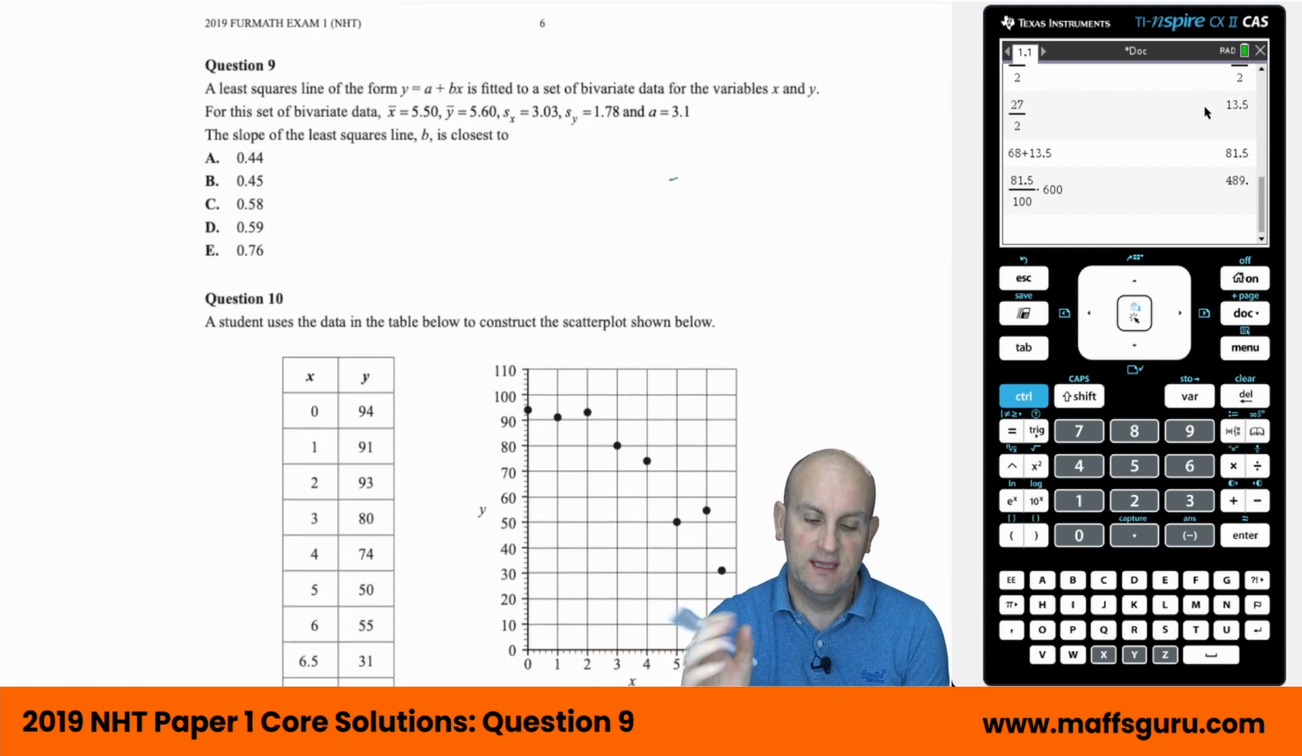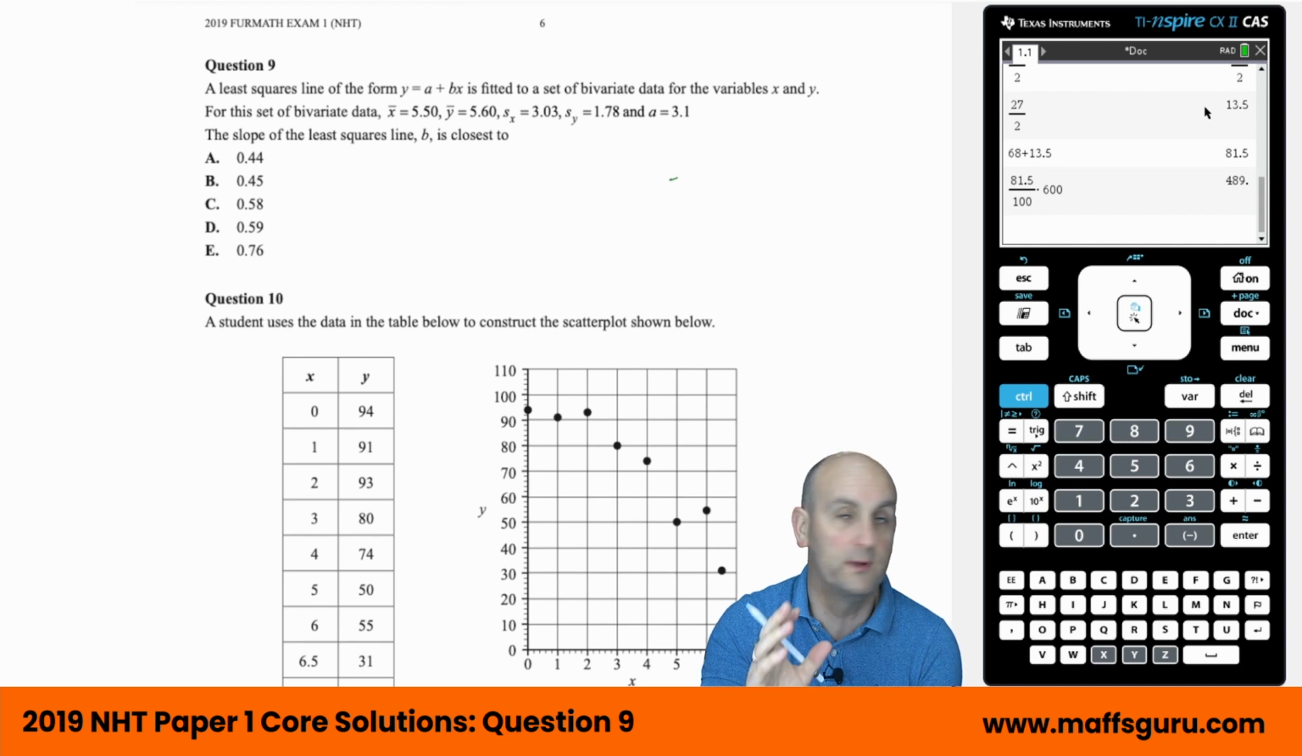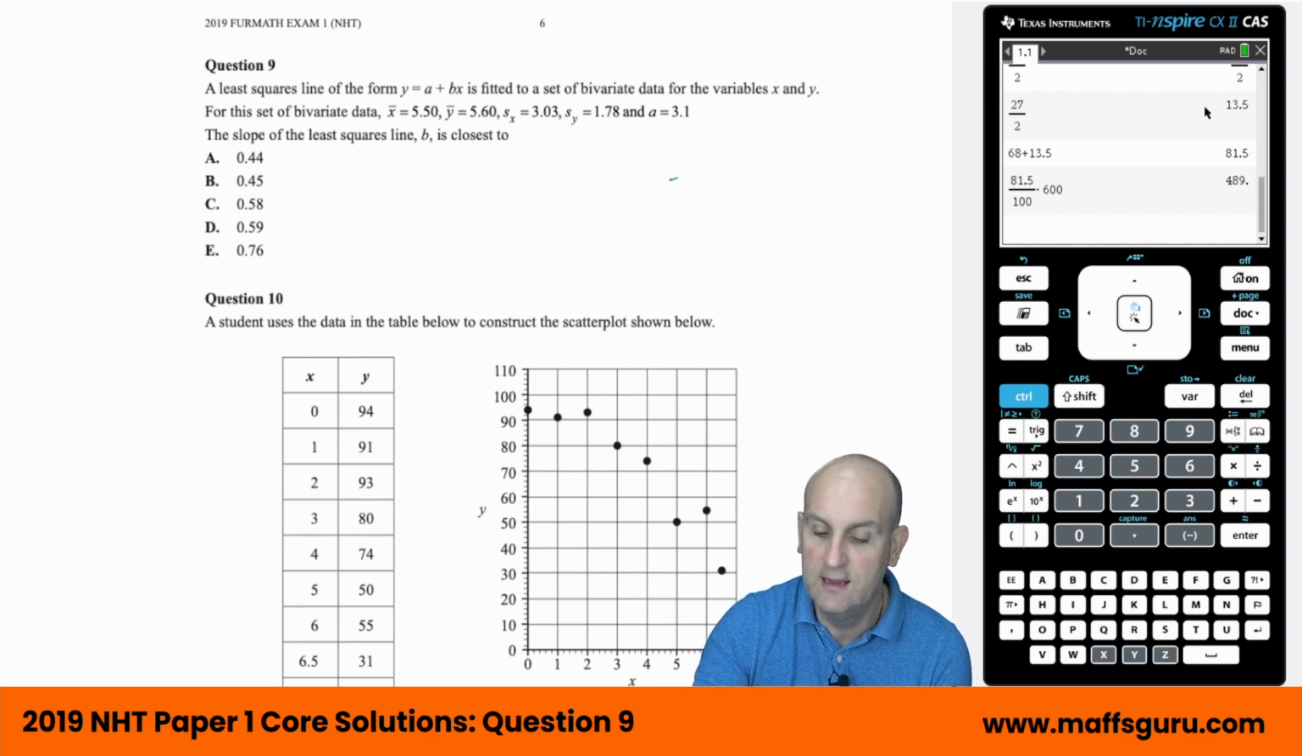Okay, in this question, we're given that a line of y equals a plus bx is fitted to a set of bivariate data. The slope of the least squares line is given too. Again, these are formulas that they put in all the time. It's one of those ones that are sort of covered in the book, and then we move on.